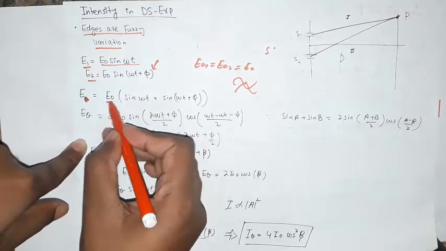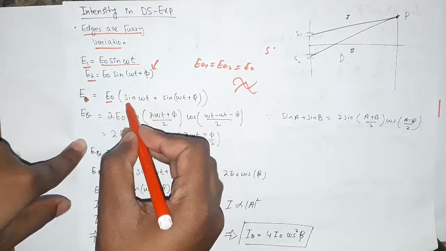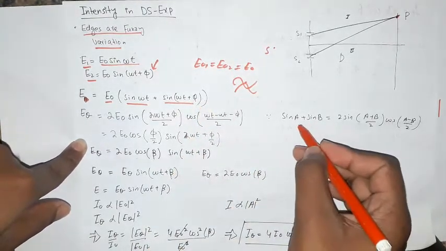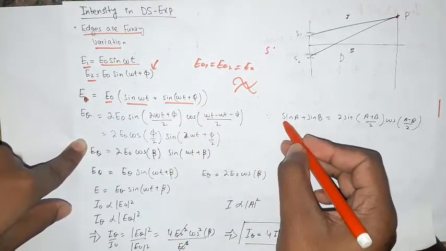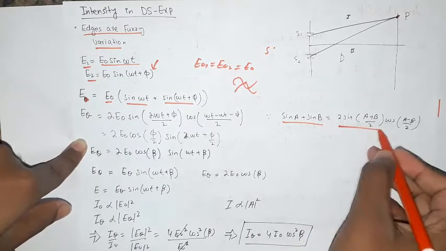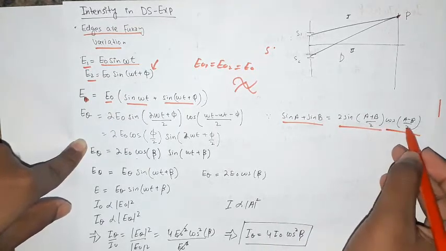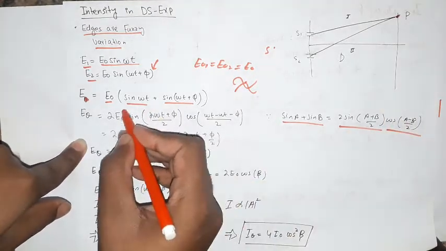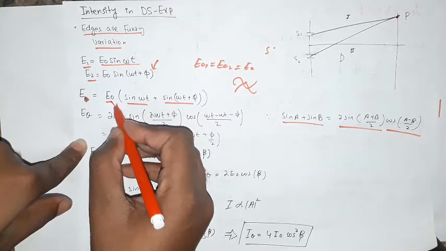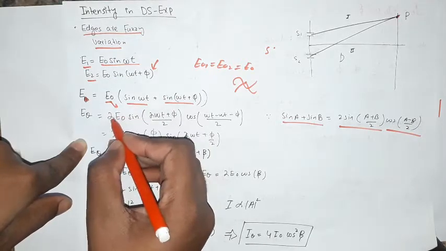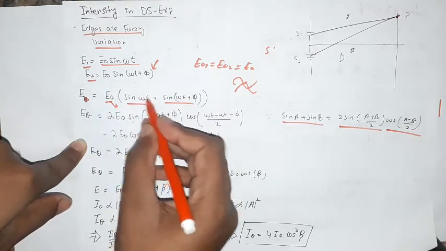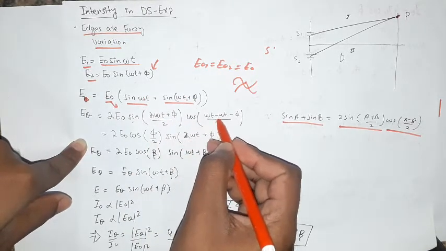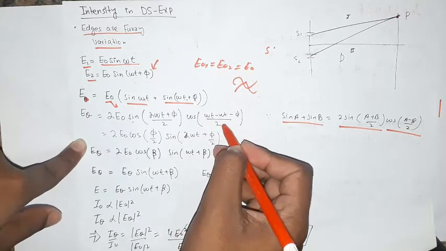I can take E naught as common, so I am left with sine of omega t plus sine of omega t plus phi. Here I have the trigonometric relation: sine of A plus sine of B is equal to 2 times sine of (A plus B) by 2 times cosine of (A minus B) by 2. If I use this relation here, this gives me E naught as it is, and now 2 times sine of (2 omega t plus phi) by 2 into cosine of (omega t minus omega t minus phi) by 2.